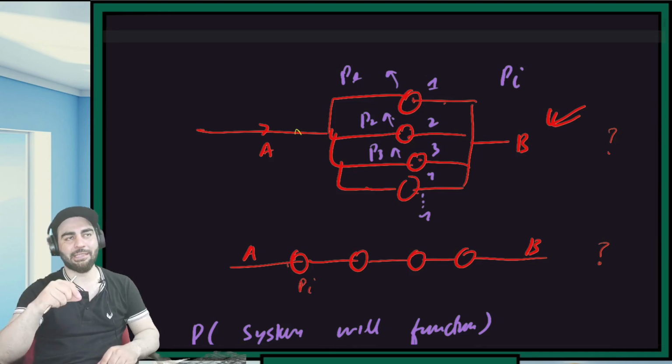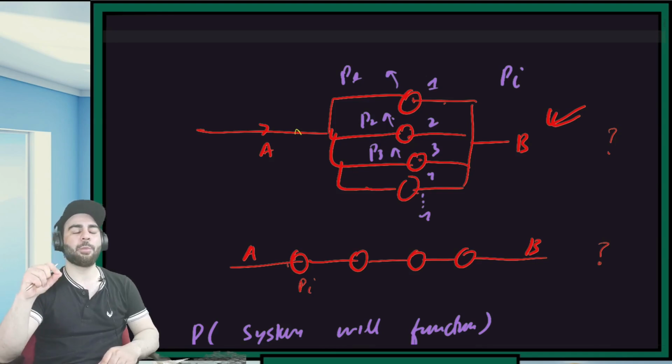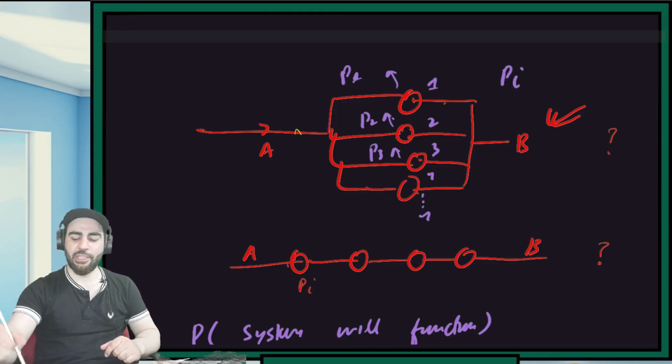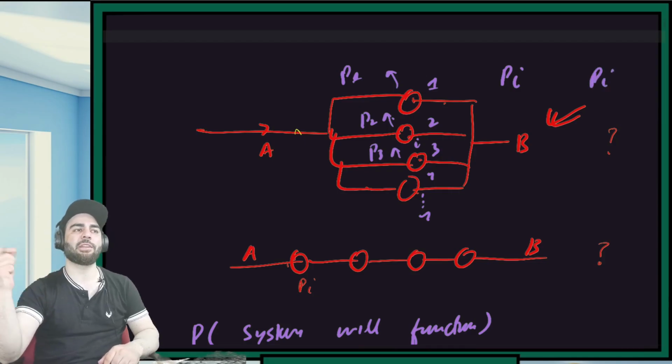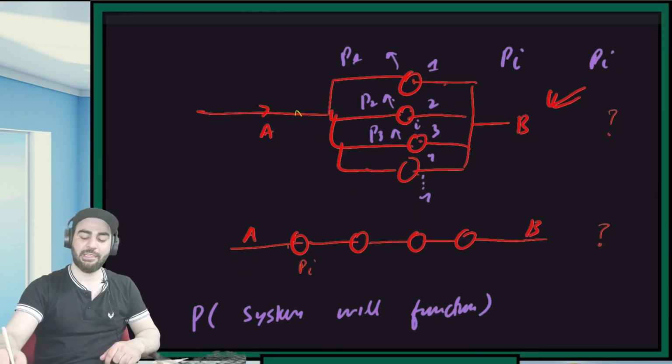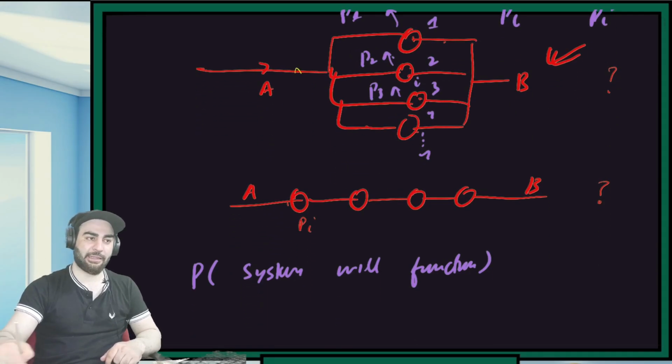So by parallel, I say that if at least one component is working, the whole system is working. Each component, let's suppose this is the ith component, has probability of working pi. That means the first component has probability p1 that it will work, the second component has probability p2 that it will work. This system is in parallel, and the second system is in series.